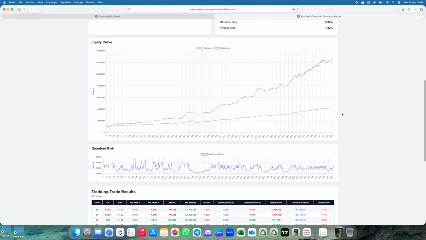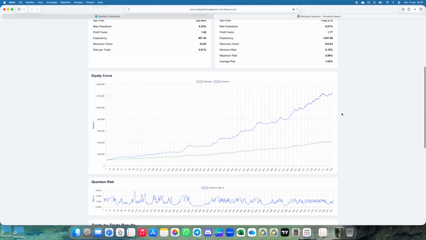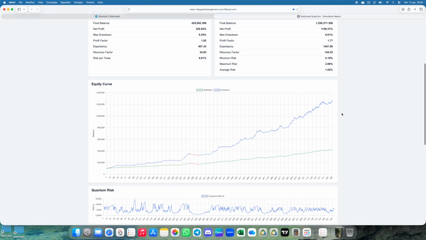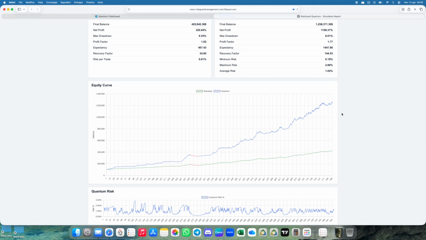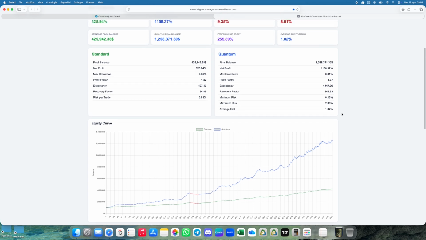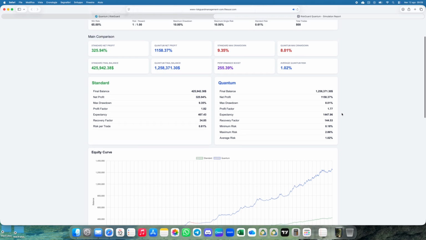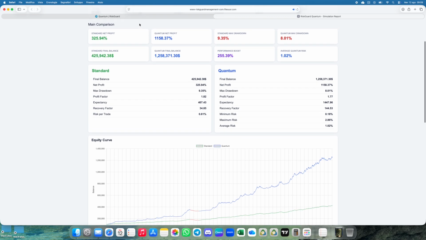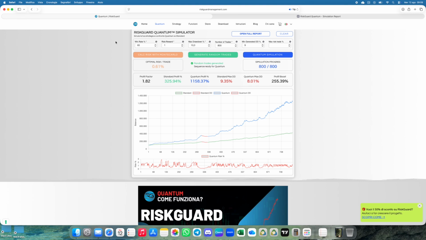Finally, remember that quantum reaches its full potential after at least 100 trades, because from that point onward it has a more complete statistical base that it can use to adapt its risk management. The purpose of this simulator is not simply to show you a final result, but to allow you to verify quantum's behavior for yourself, using the parameters of your own strategy and observing exactly what happens on every single trade.